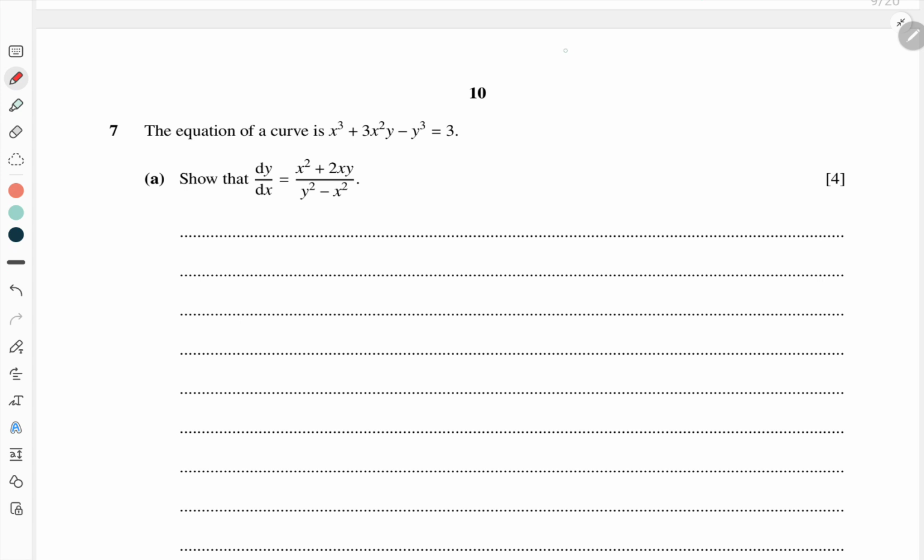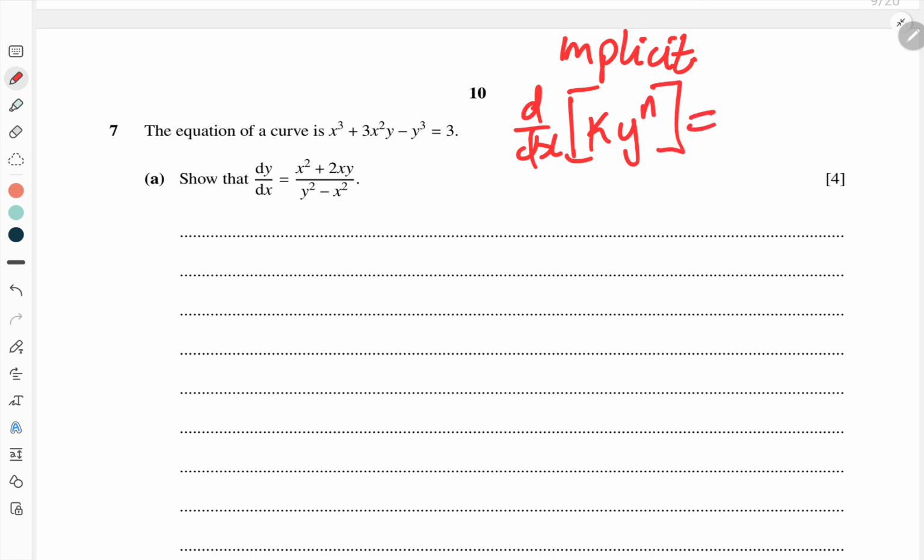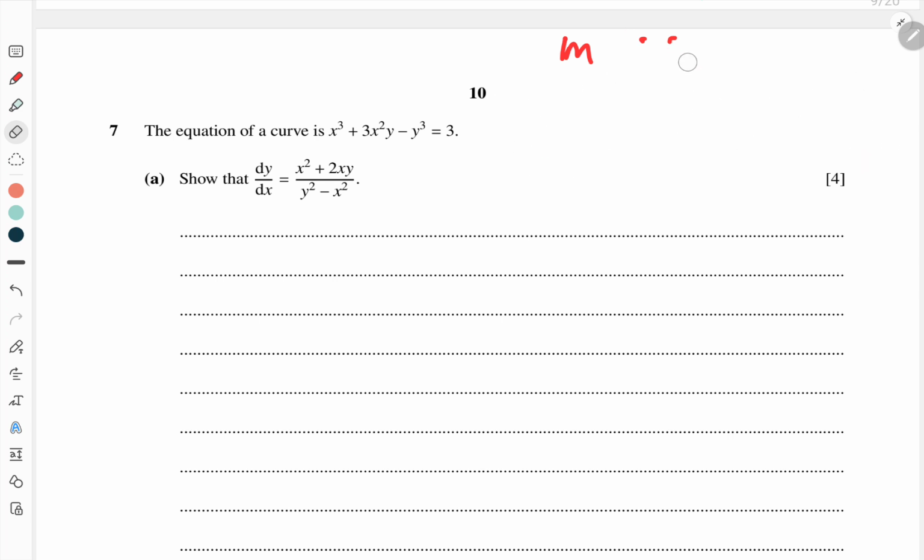So there are two concepts that I'm going to emphasize for this question. Firstly, there is the implicit part. Whenever you are differentiating any term with y, you just do the same differentiation you have done for x: power times coefficient, and you subtract 1 from the power. And added to that, you should put a dy/dx after your differentiation. So that's the first aspect of this question, implicit differentiation.